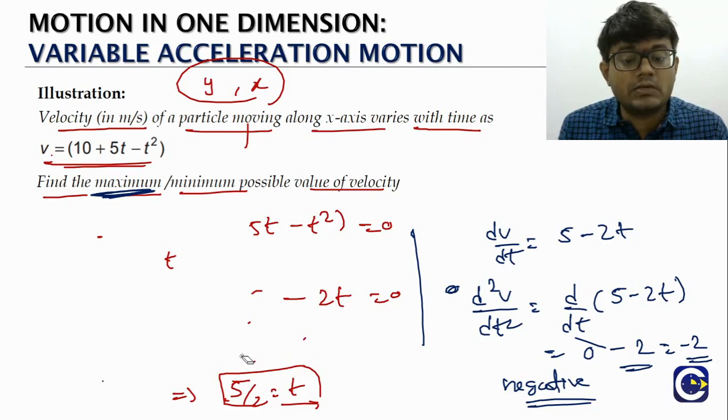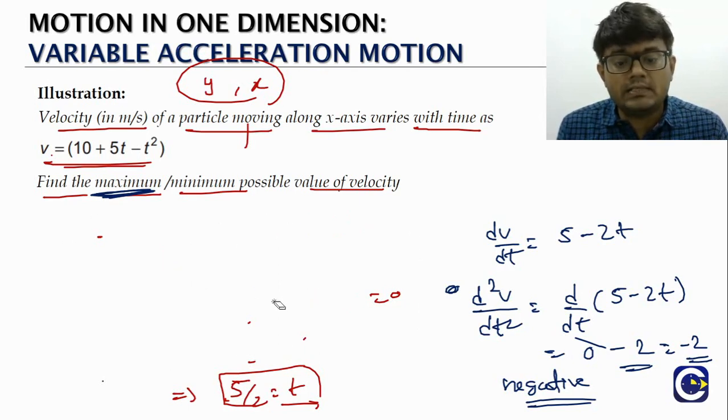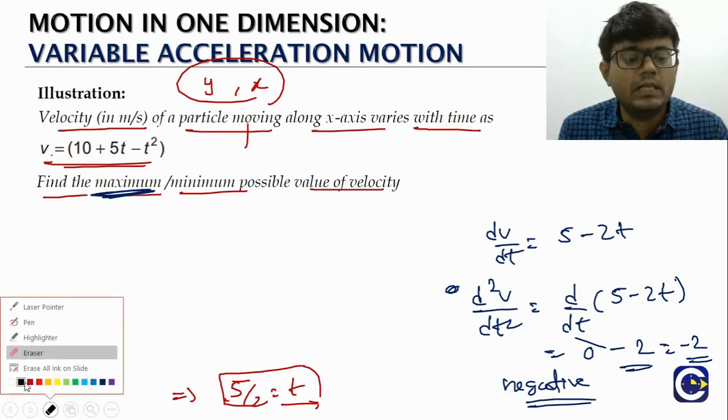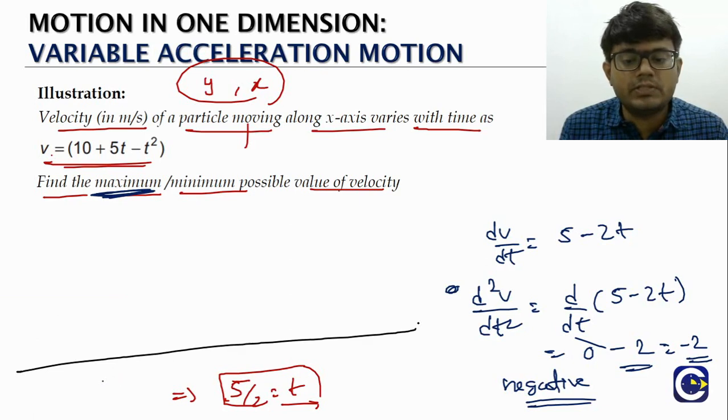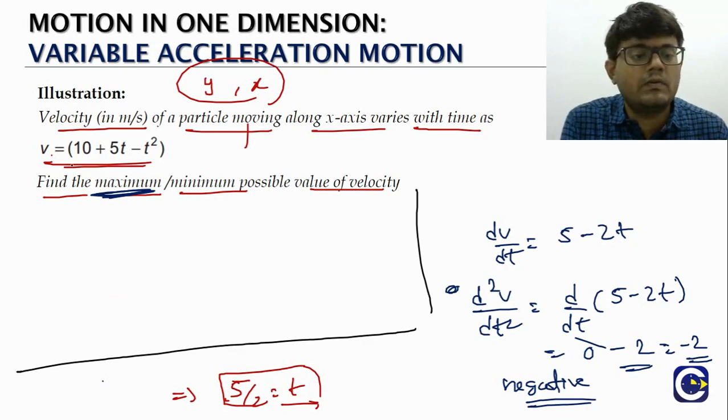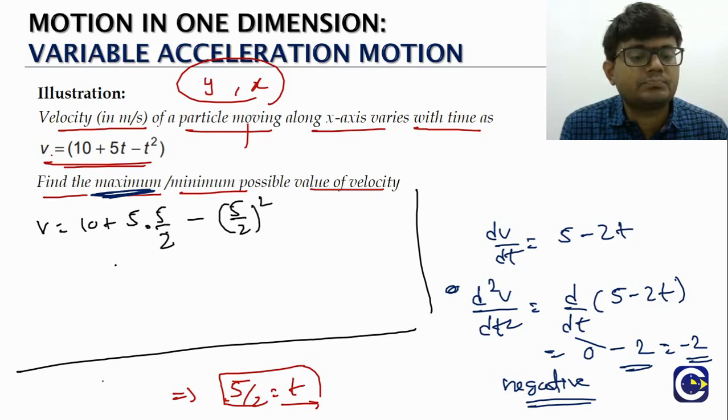See, understand what the question is asking. They're asking to find the value. We now know that at t equal to 5 by 2 the velocity is going to have a maximum value. Now we'll find out what that maximum value of the velocity is. V is equal to 10 plus 5 into t, where t is 5 by 2, minus 5 by 2 the whole square.